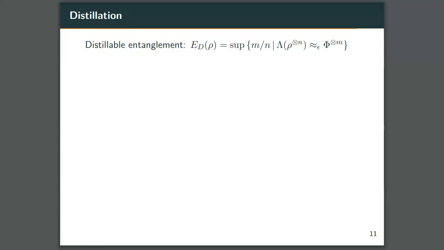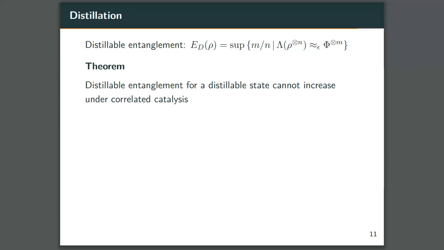In general, it is, because catalysis is more powerful in general, right? But the surprising thing that we showed is that it cannot increase if you allow product catalysis. So even under this more general set of operations, you cannot increase the distillable entanglement of any distillable state. And this is surprising because you think that catalysis can do more than this general stuff, right? But it turns out no. And the sketch of how we show this is that we basically use the previous result. It turns out it's powerful enough to do this.